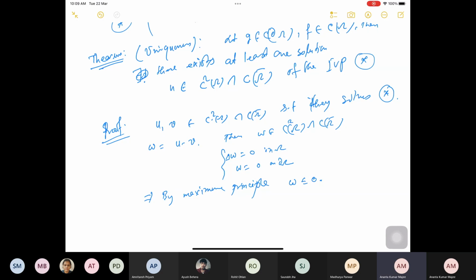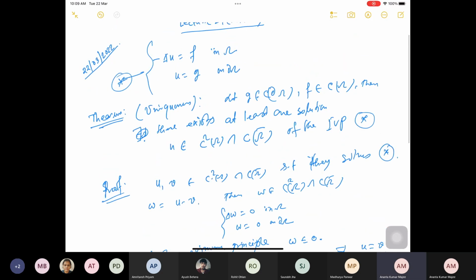So that means what I can see there is that the minimum of W over omega closure attains the boundary, that is, the minimum of W over del omega. So by the minimum principle, W is greater than or equal to 0. So this implies W is equal to 0, hence U is equal to V. Okay. So what it says is that if this Poisson problem has a solution, then it is unique.